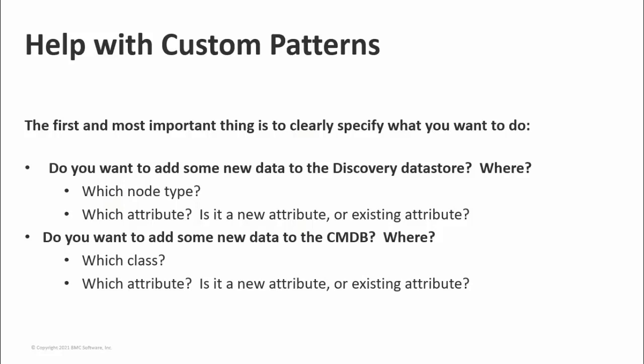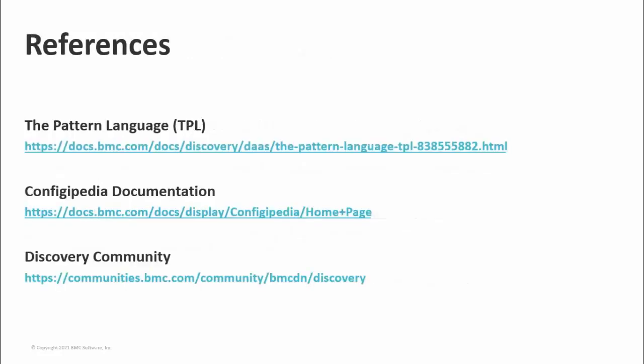Or did you want to add some new data to the CMDB? Where in the CMDB? What class? What attribute? I haven't talked about the CMDB sync mappings, but everything that is performed in the CMDB sync is dictated by some CMDB sync mappings. Here are some reference links. There's the pattern language in the documentation. There's the Configipedia Documentation and the Discovery community. Configipedia tells what software and network devices are supported out of the box by Discovery.